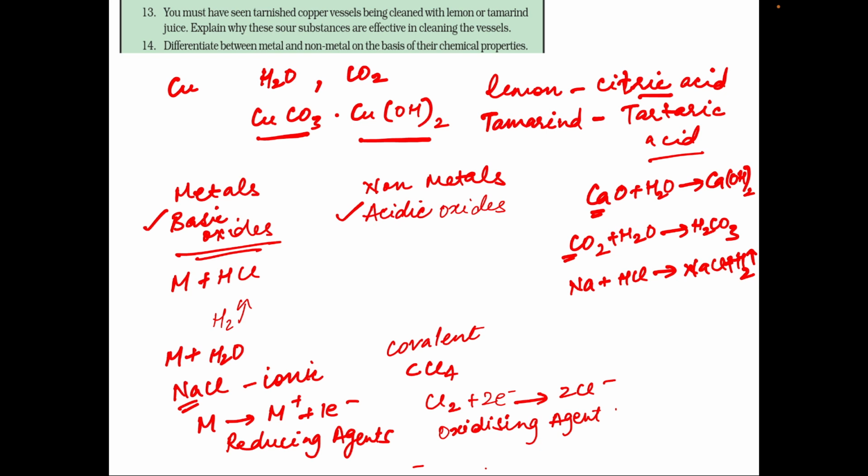Then metal reacting with water to give hydrogen gas. Again, sodium can be taken as example. Sodium reacts with water to give sodium hydroxide and hydrogen gas, and a large amount of heat is also evolved during this reaction. Now calcium oxide reacting with water to form calcium hydroxide. In this reaction also heat is evolved.